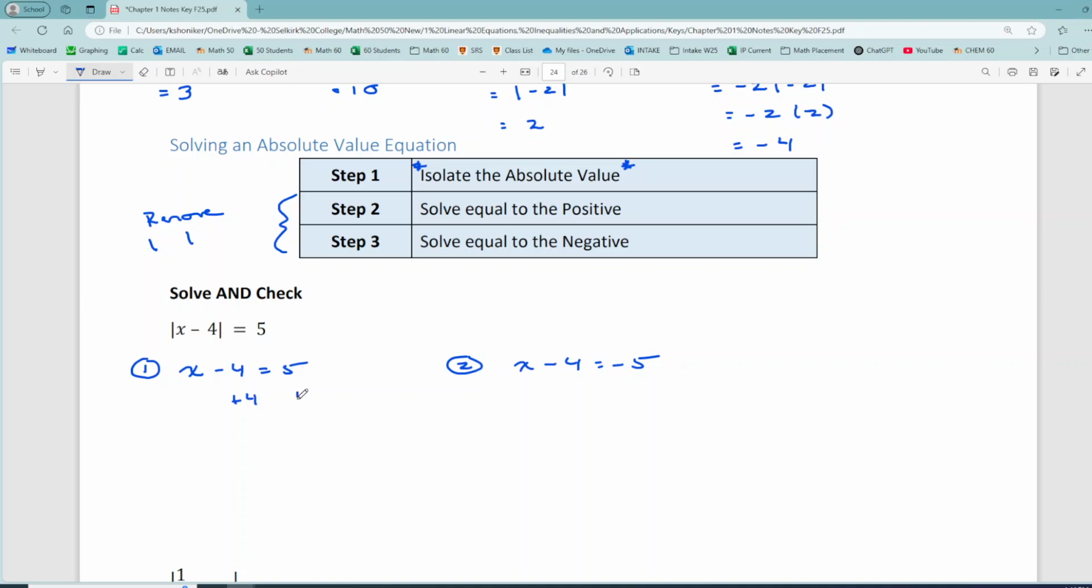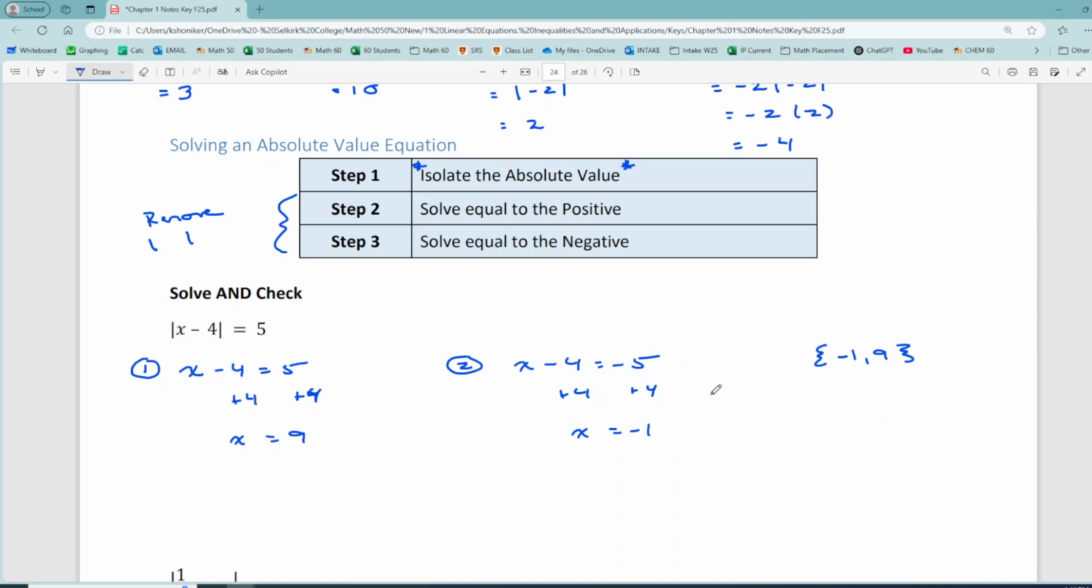So for this one, I'm going to add 4 to both sides. Sorry, I'm thinking ahead there. Add 4 to both sides, and I end up with x is equal to 9. For this one, I'm going to add 4 to both sides, and I end up with x equals -1. So my solution to this equation is going to be 2 answers, -1 and 9.